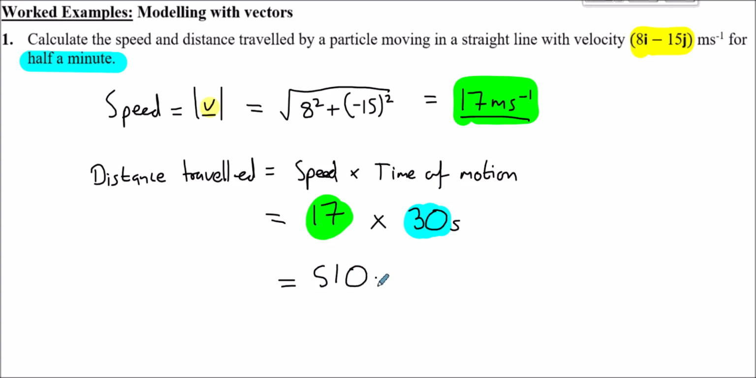So that's the distance travelled, and the speed is 17 meters per second.